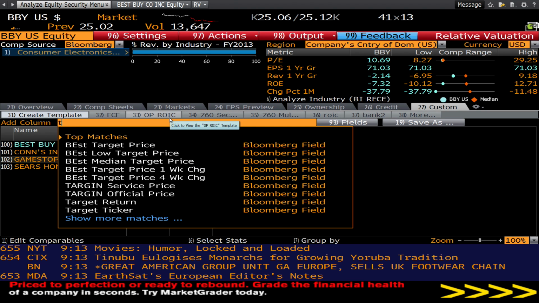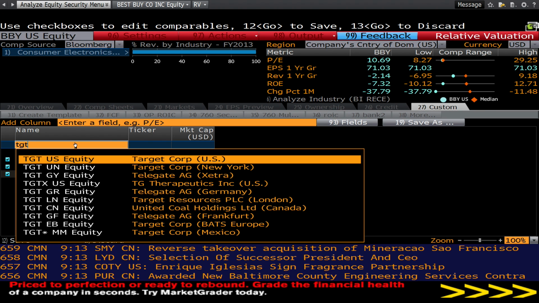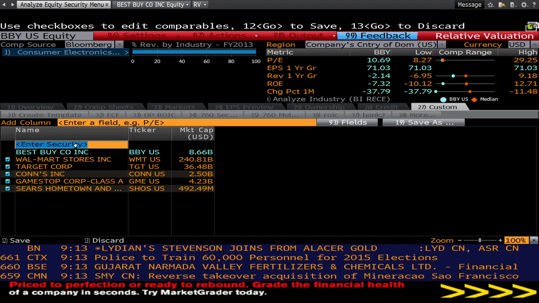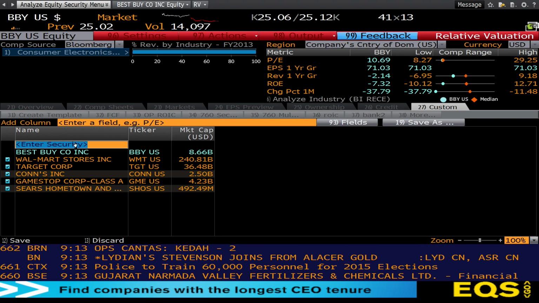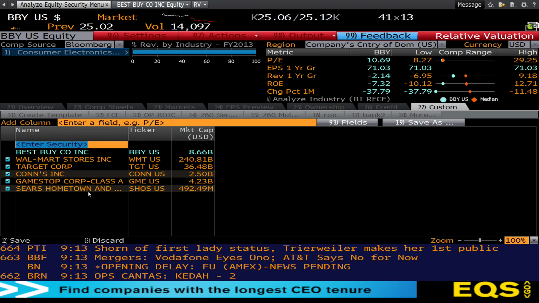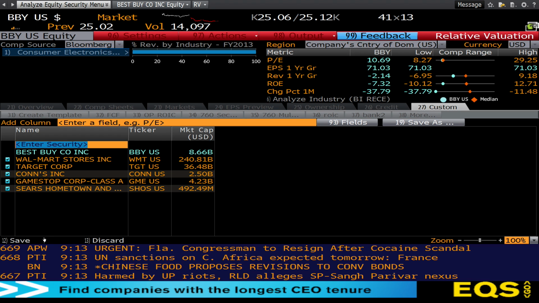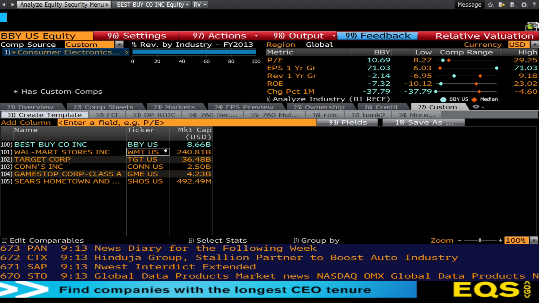Oh, wrong way. Edit the comparables. And I'm going to add Target, and I'm going to add Walmart as peers of Best Buy. All right. Now, Target and Walmart sell a lot more than consumer electronics, but nonetheless, that's probably a viable choice that people would go to in terms of stores and something investors would probably look at. So here are some peers. So we got a Sears store, we got GameStop, Conn's, Target, Walmart, Best Buy. I'm sure we can make the list a little bit longer. So I'll confirm this as my custom list.